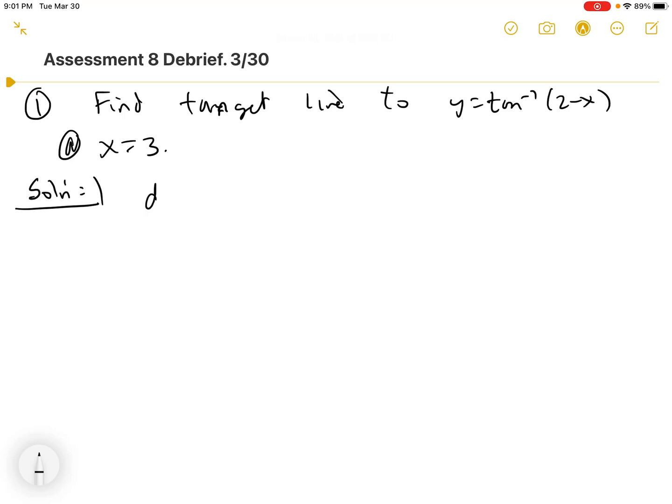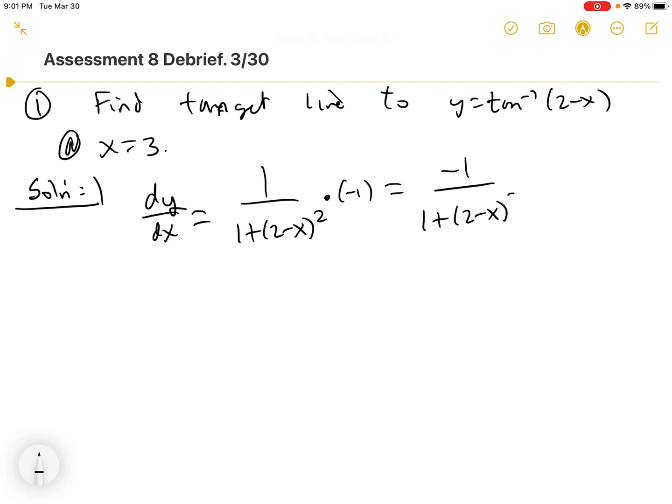So dy dx is going to be 1 over 1 plus (2 minus x squared) squared times the derivative of that, which is minus 1 over 1 plus (2 minus x squared) squared. Now don't ever multiply stuff out. It's not needed in this course. So here's the derivative.